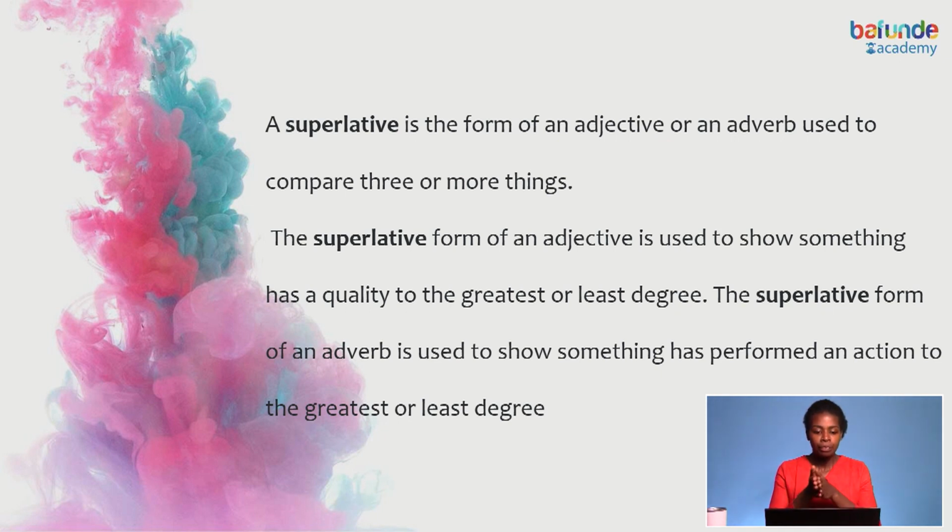Are we together? The superlative form of an adjective is used to show something has a quality to the greatest or least degree. The superlative form of an adverb is used to show something has performed an action to the greatest or the least degree. Now that's about the adverbs. We look at that in detail in a different lesson.